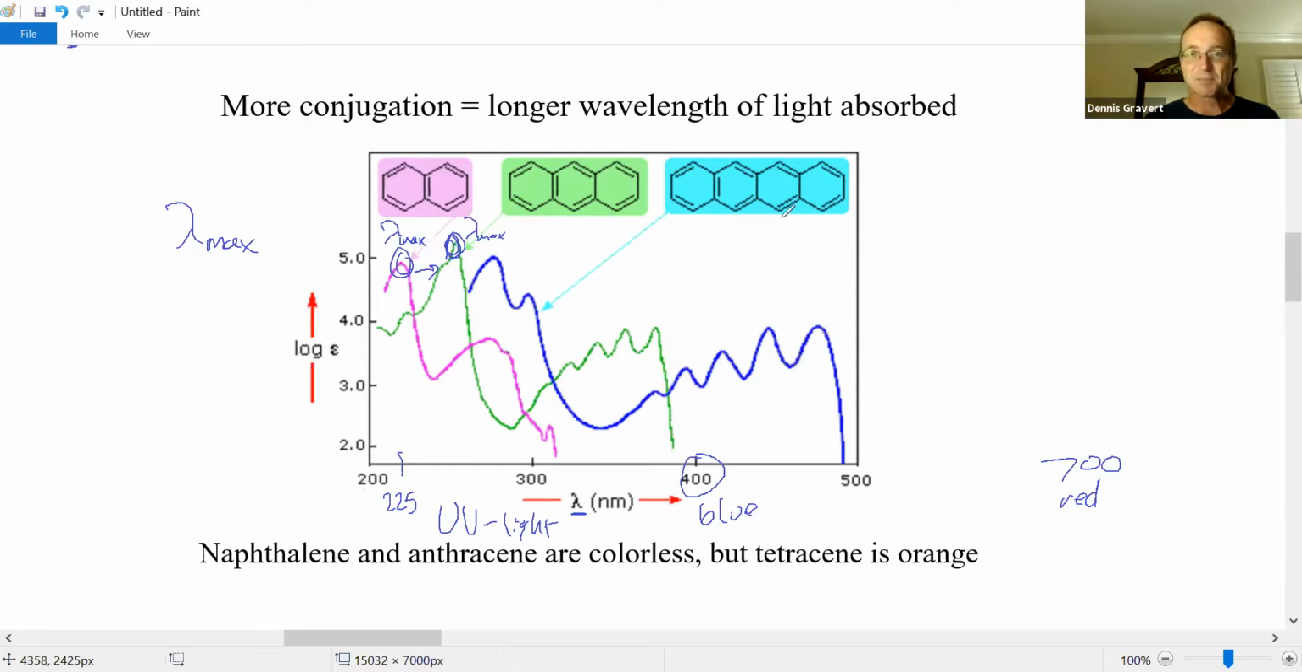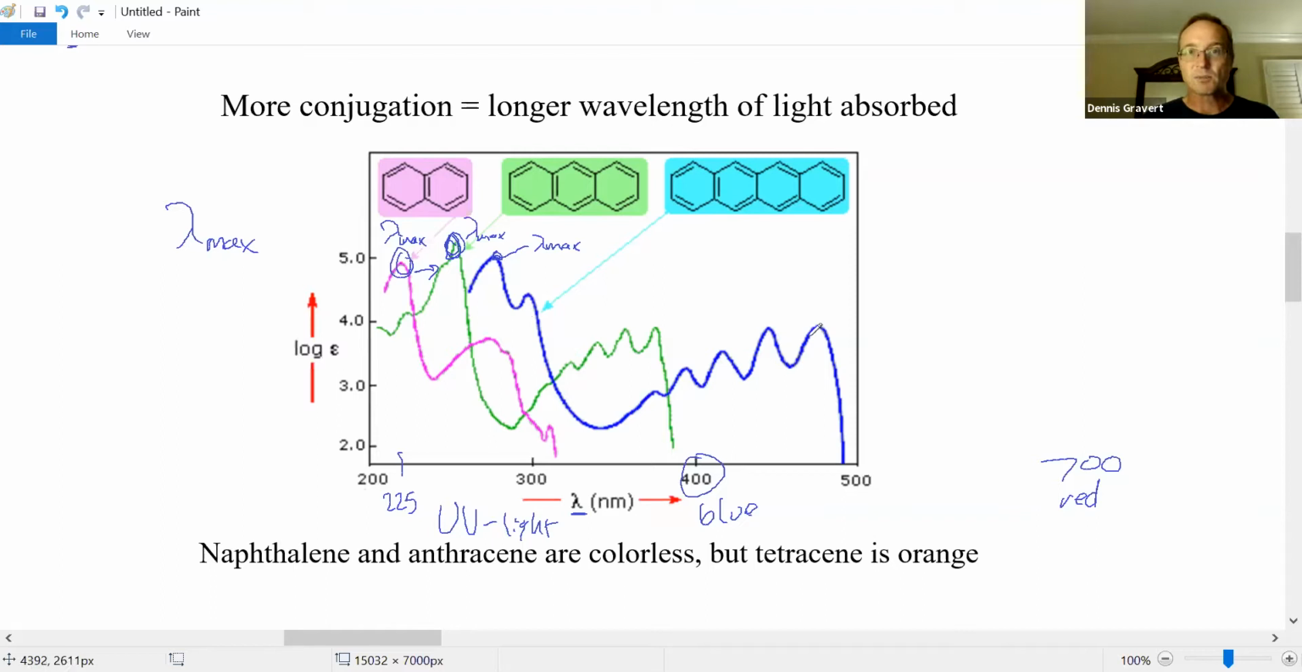It's not until you get this molecule, which is tetracene. Lots of pi bonds, and then here's their lambda max. Still in the ultraviolet, but you can see the trend. The maximum wavelength, the wavelength of maximum absorption, is moving towards longer wavelengths, towards the visible.